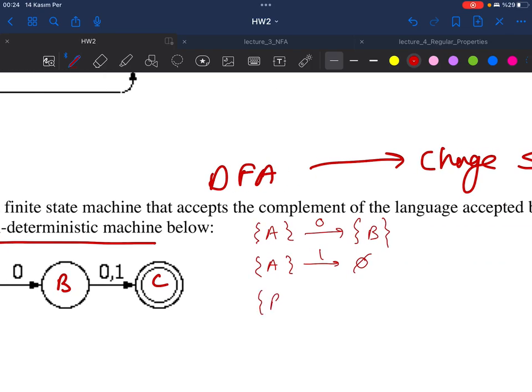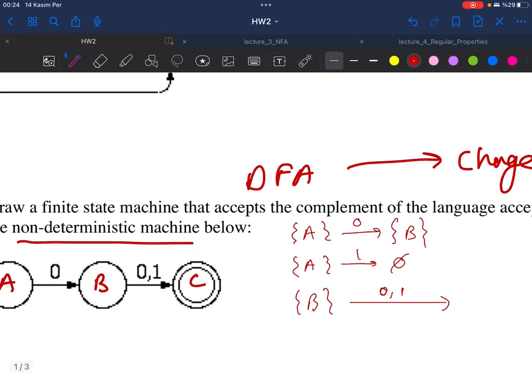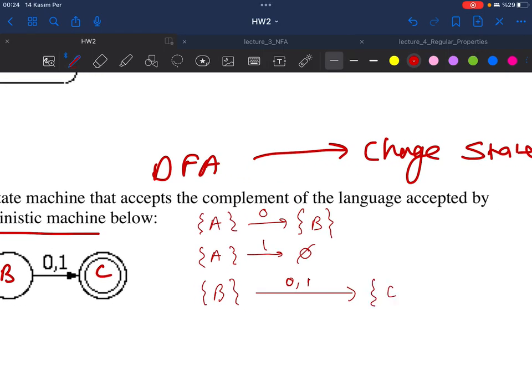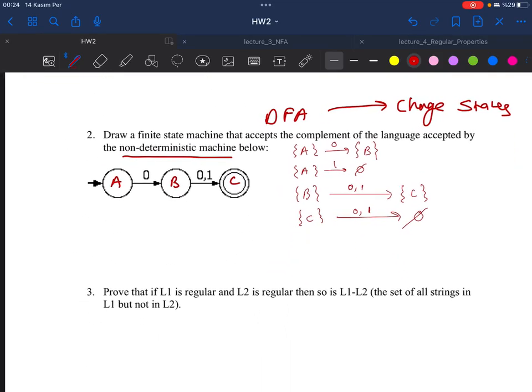In B state, if we go with 0 and 1, I will draw a longer arrow, it will have 0 and 1. There's no difference. It will go to the C state. And in C state, if we go with 0 or 1, it will go to empty.